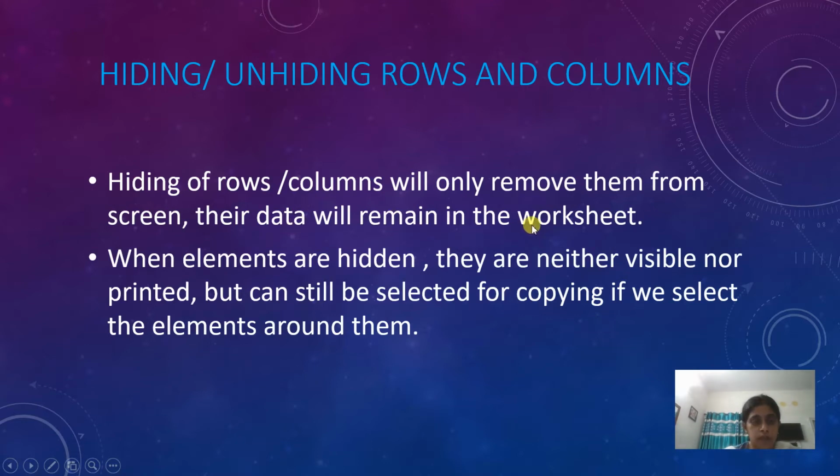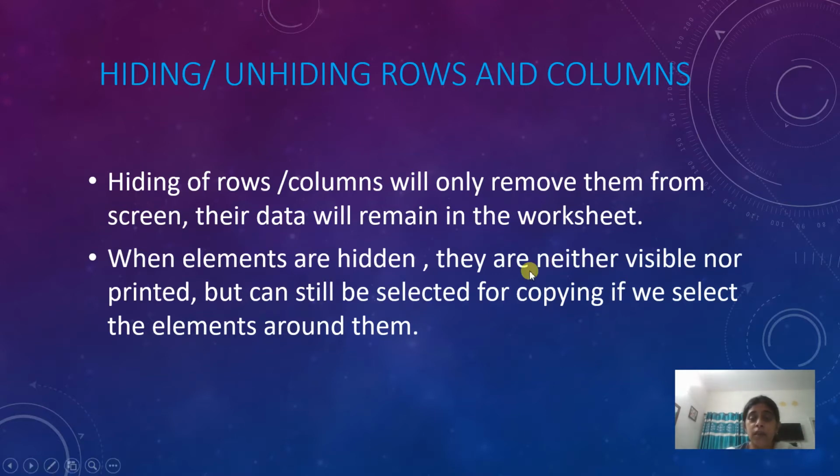What is the meaning of this? See, when we are hiding a row or a column or a group of rows or columns, they are not displayed on the screen. Means we are not able to see or view them, but they are part of the worksheet. They are still there. The data is not removed from the worksheet. If you want to print, you cannot print the hidden rows or columns, but it doesn't mean that it is taken out from your worksheet.